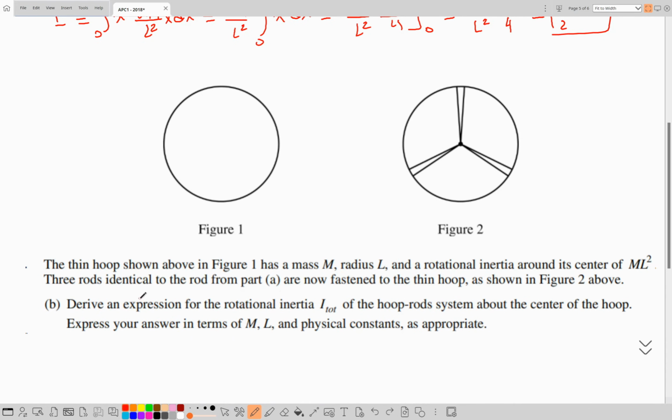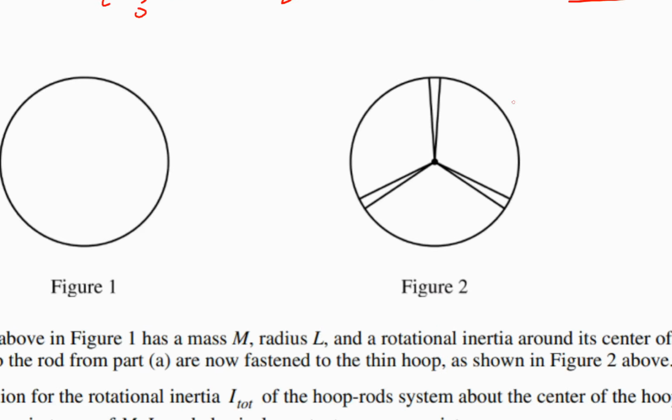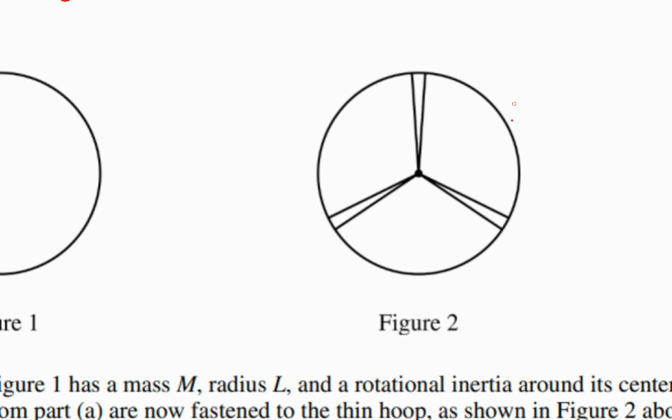Now in what follows, they're telling us the thin hoop shown above in figure 1 has a mass M, radius L, and a rotational inertia around its center of ML squared. Three rods identical to the rod from part A are now fastened to the thin hoop as shown in figure 2 above. So we have constructed the following system, which is the hoop rod system. It consists of 4 bodies. This is the hoop, and these are the 3 rods.